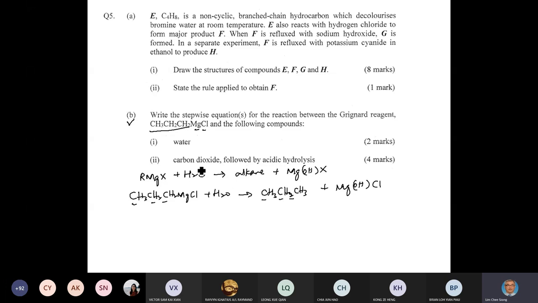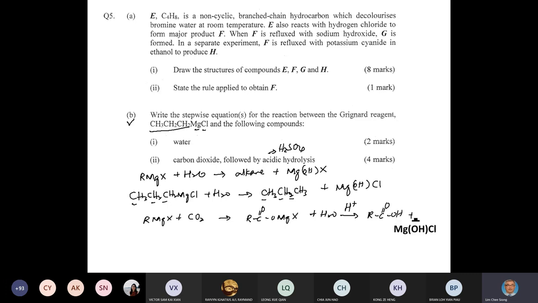Clear? Okay, now we go to another one, which is carbon dioxide followed by acid. This acid refers to sulfuric acid mostly. Once again, I give you the general formula or equation. So this general one undergoes reaction with CO2 followed by acid in the hydrolysis. Then we can refer back to the chemical structure.